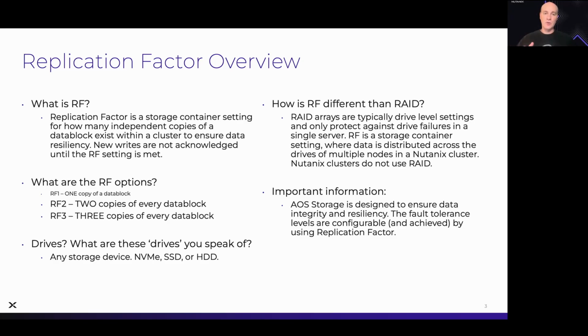Another common question I just want to go over before we dive into the actual specifics is, how is RF different than RAID? So RAID is really specifically meant to protect against drive failures inside a single system. Okay, so it's a hardware level setting inside usually a typical single server. Whereas RF, or replication factor, is a setting inside of a Nutanix cluster. And this is where data is distributed across multiple nodes inside a cluster and all the drives across all those nodes. Another thing I want to point out is AOS storage from the get-go is designed to ensure data integrity and resiliency. The fault tolerance levels are configurable and, of course, achieved by using replication factor.